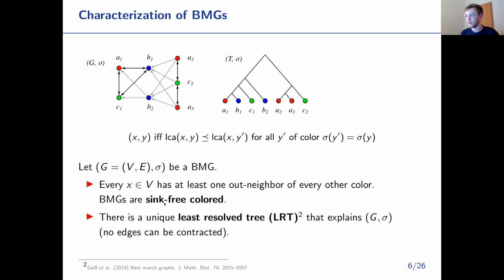Yeah, and another property of best match graphs is that they can be explained by a unique least resolved tree. And least resolved tree here means that we have a tree in which we cannot contract any edges without modifying the graph that it explains. So the example that I've drawn here is actually not least resolved, since, for example, if you look at these 3 genes here, they all have different colors. So this edge here between those two does not matter. We can simply contract it and we still get the same BMG. And the same is true for this edge here. We can also contract this one and it doesn't change anything. So those two are the only redundant edges in this example, and we get a least resolved tree that looks like this for this graph.